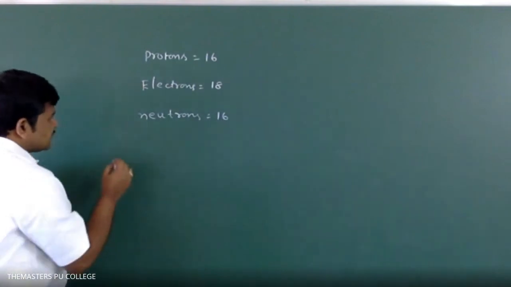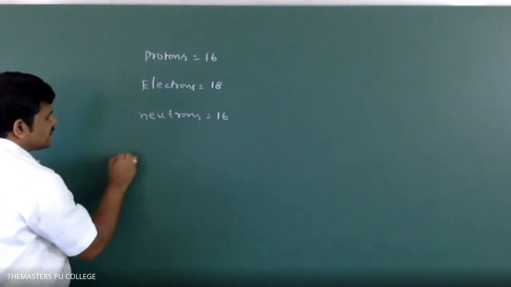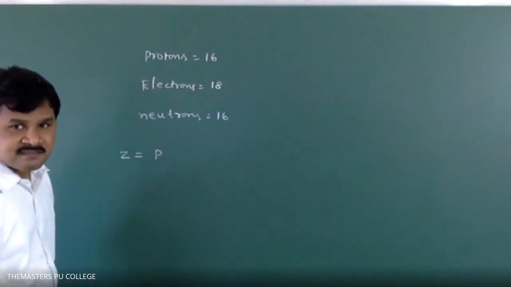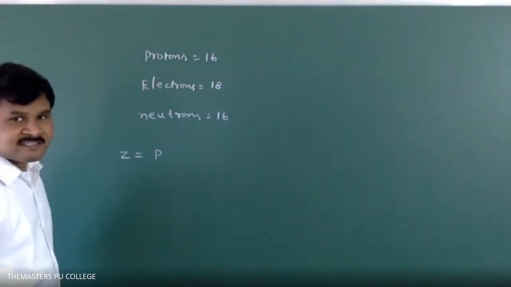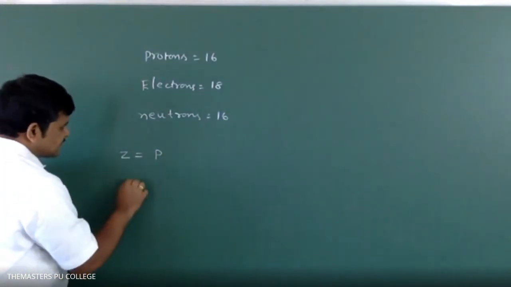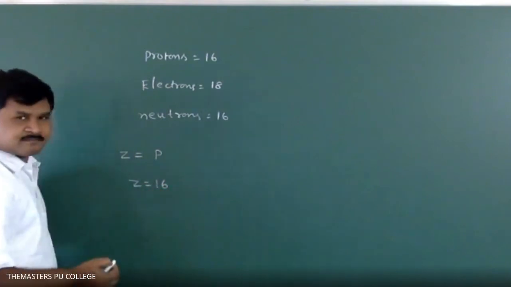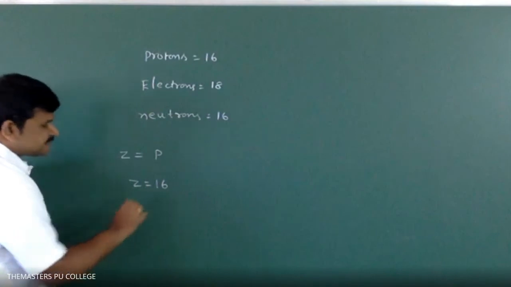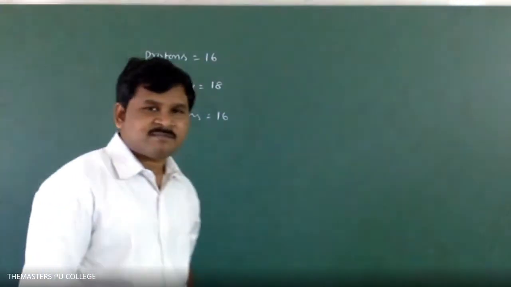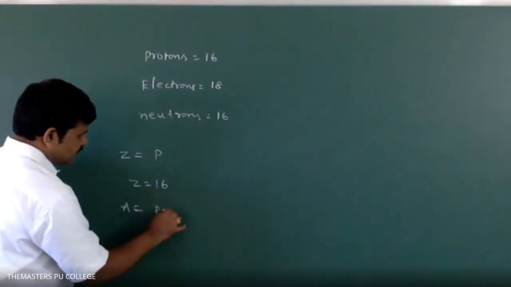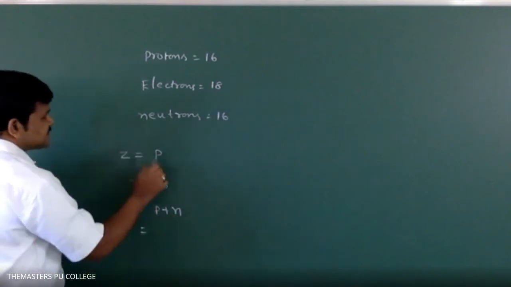Here, atomic number Z is equal to protons, isn't it? In the last class we discussed it. Atomic number is nothing but protons. So that's why Z is equal to 16. Next, A, mass number, is equal to what? Protons plus neutrons. A is equal to protons plus neutrons. Protons 16.